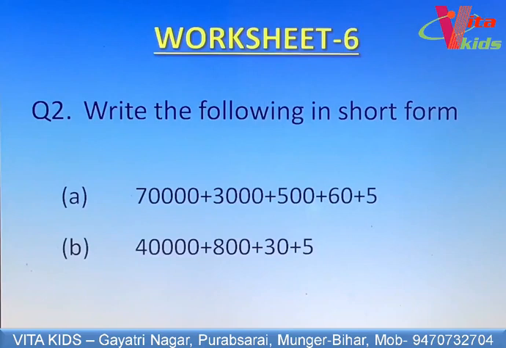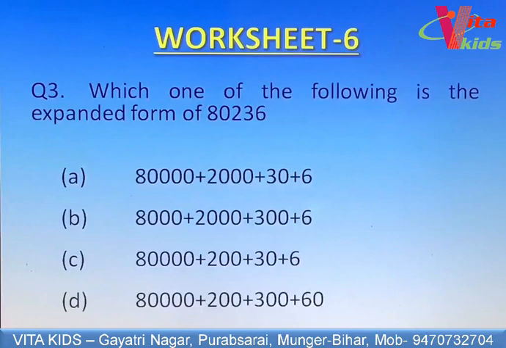Now in the B part, I want you to take note there is no entry for the thousands digit. So thousands digit is going to be 0 in the B part. Question number 3. Which one of the following is the expanded form of 80236? A, 80,000 plus 2,000 plus 30 plus 6. B, 8,000 plus 2,000 plus 300 plus 6. C, 80,000 plus 200 plus 30 plus 6. D, 80,000 plus 200 plus 300 plus 60.